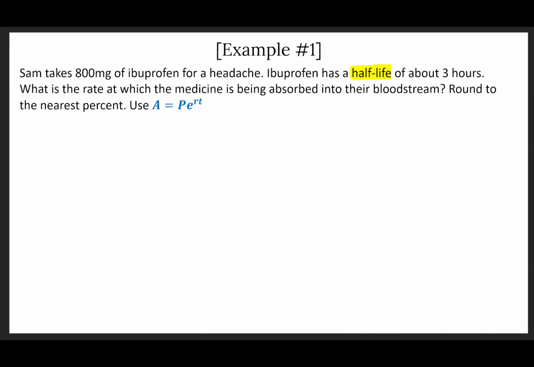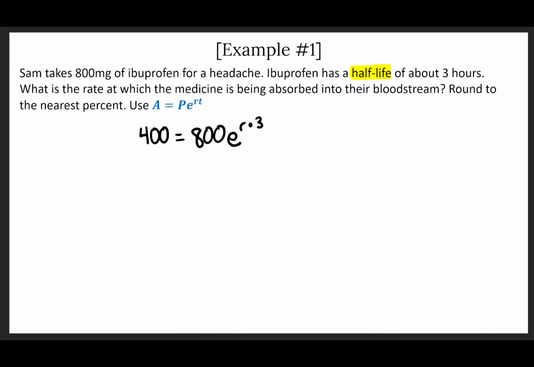In that formula, let's fill in what we know. A would be the amount currently, which since it has been 3 hours, let's put 400 for our current amount. P is the starting amount, or the principal. In this case, it is 800 milligrams. E is the base for the natural growth exponential. R and T, well, we are solving for R, so we're going to leave that alone. And then T, the only time that we know is 3 hours, and since that correlates with the half-life that we're using, we're going to use T equals 3.